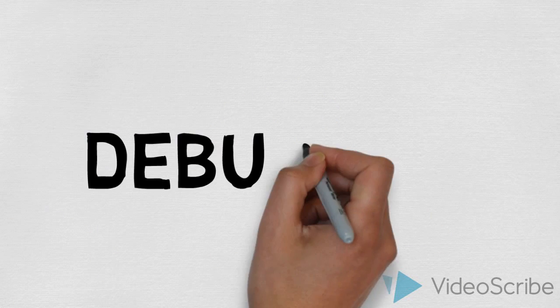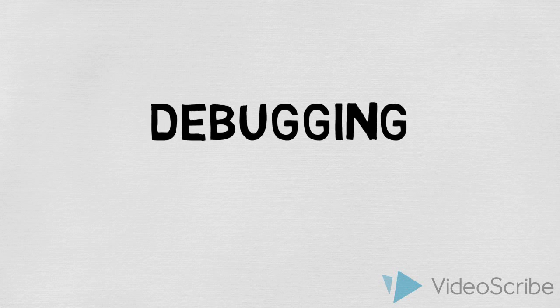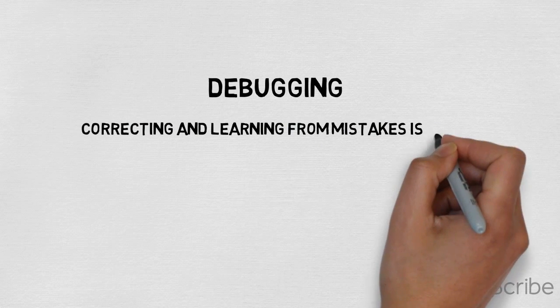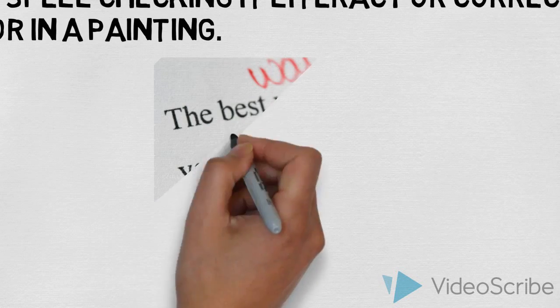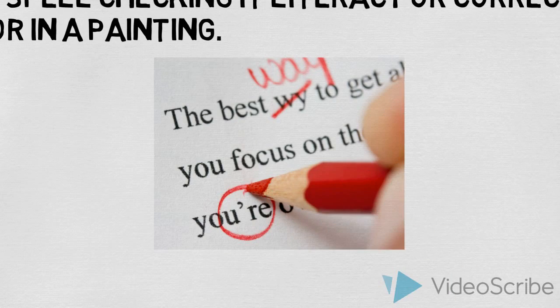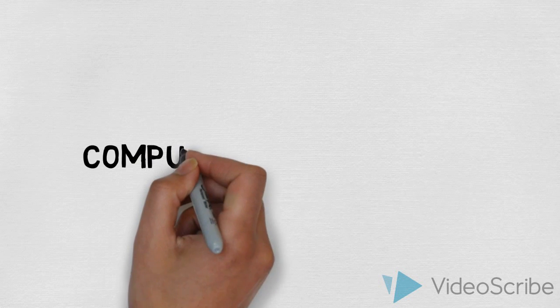Lastly, debugging, the process of correcting errors in the programming. Correcting and learning from mistakes is an essential component in all learning, whether it be spell checking in literacy or correcting an error in a painting. All these aspects comprise to make computational thinking.